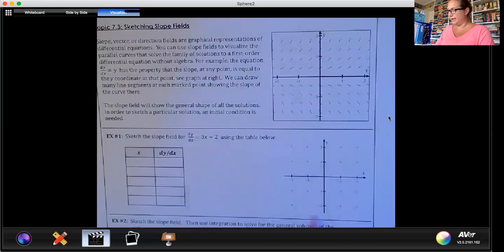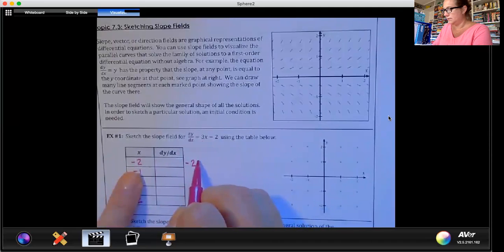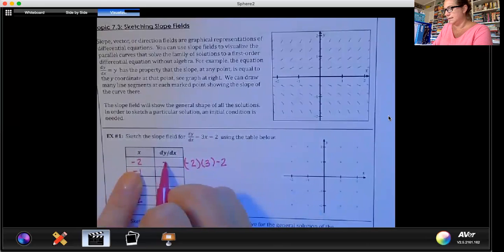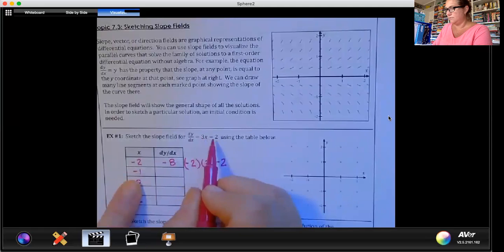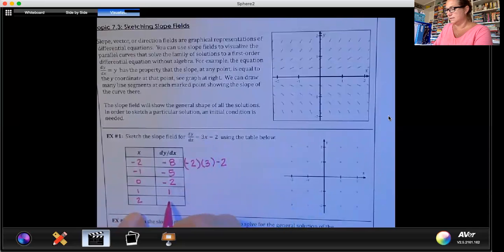We're going to look at our graph for x equals -2, -1, 0, 1, and 2. And we're going to find the value of the slope by plugging x into our differential equation. So -2 is x, times 3 minus 2 is -8. -1 times 3 minus 2 is -5. 0 minus 2 is -2. 1, 3 minus 2 is 1. 2, 3 times 2 is 6, and 6 minus 2 is 4.